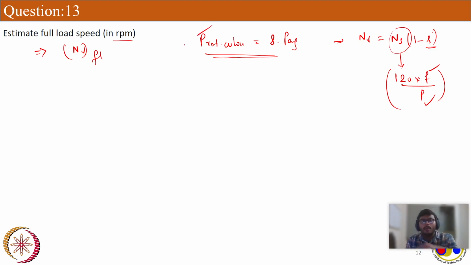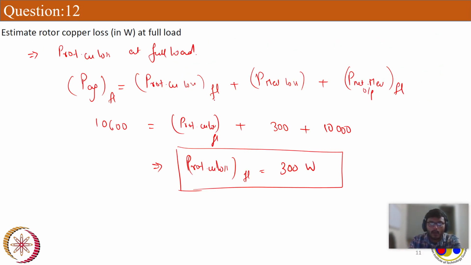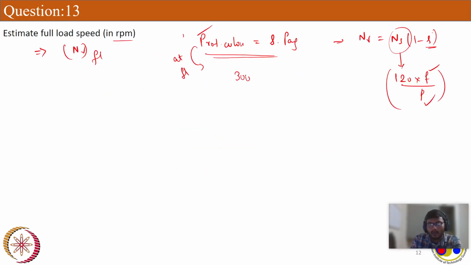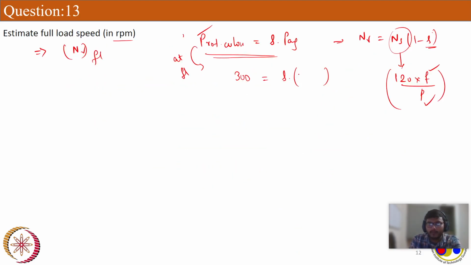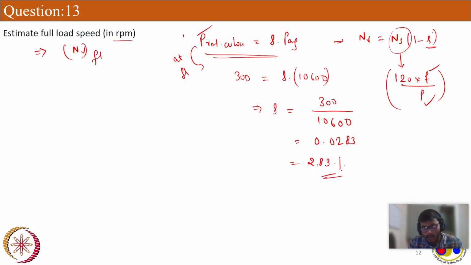Now, how much are the rotor copper losses at full load? It is 300, equal to slip times the air gap power at full load, which is 10,600. From this, you can easily calculate slip. How much is slip? 300 divided by 10,600 is 0.0283. It means you are having 2.83% slip for the machine.